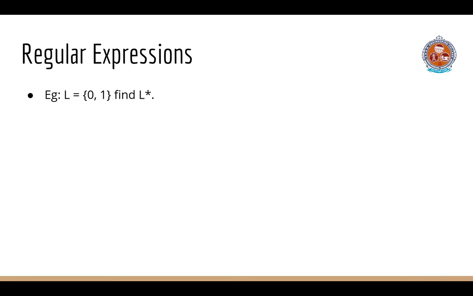For example, if L is equal to {0, 1}, we need to find L star. So how to write the L star? L star is nothing but L power 0 union L power 1 union L power 2 union, so on up to L power infinity. So first we need to write L power 0. L power 0 is nothing but epsilon. L power 1 is simply L, that is 0, 1.